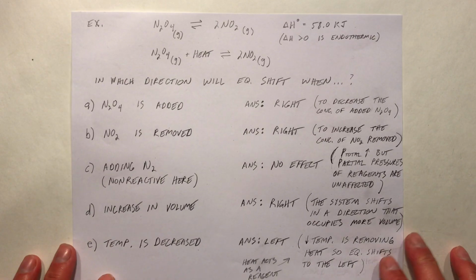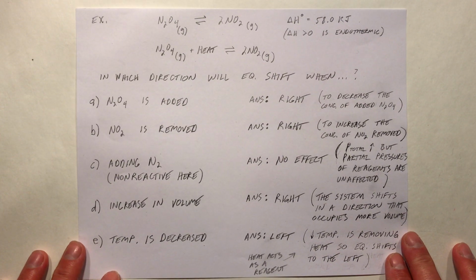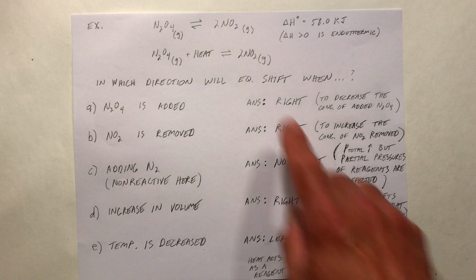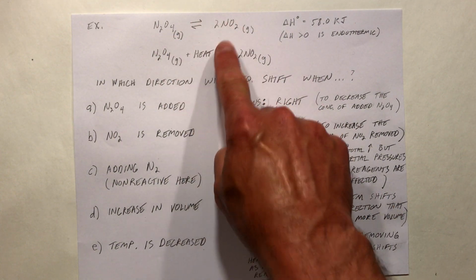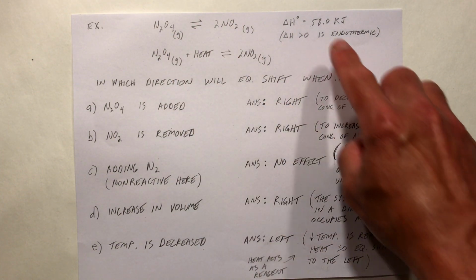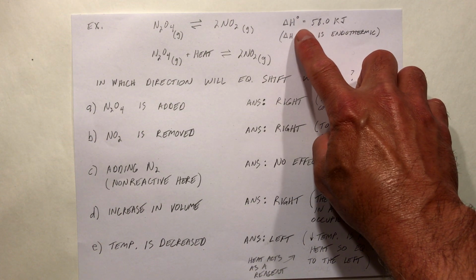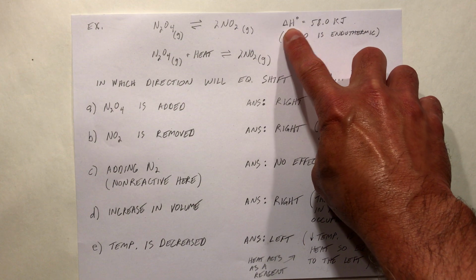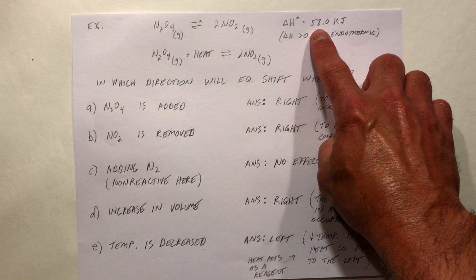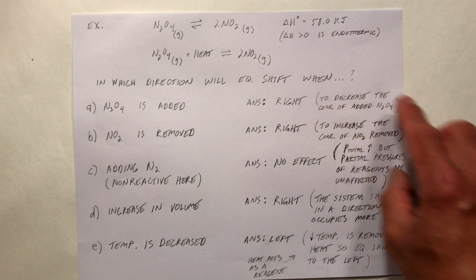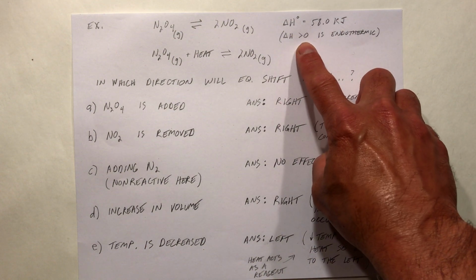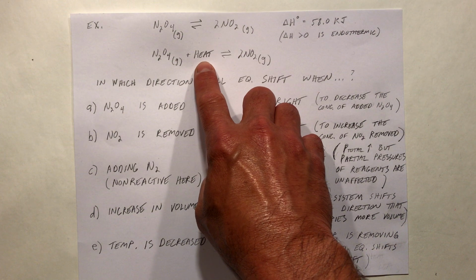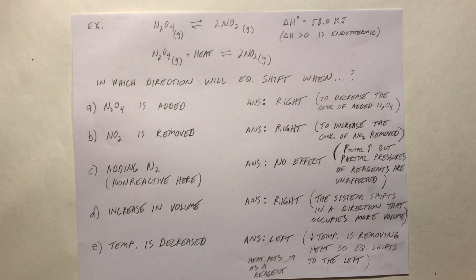Let's take a look at some example problems putting Le Chatelier's principle into practice. Let's say we have this equation, and this is an endothermic equation because delta H naught, so the change in enthalpy under standard conditions, is 58.0 kilojoules. It's a positive value. And anytime delta H is greater than 0, that's endothermic. So let's go ahead and write that out with the heat on the reactant side.